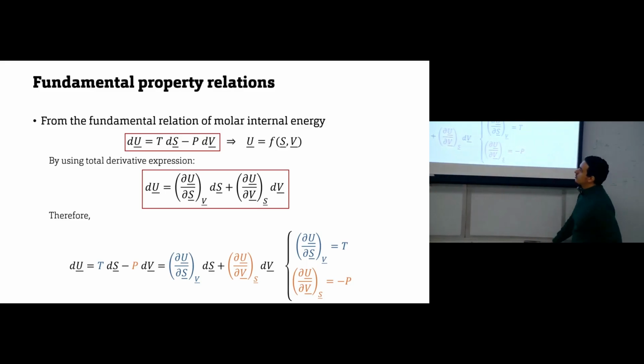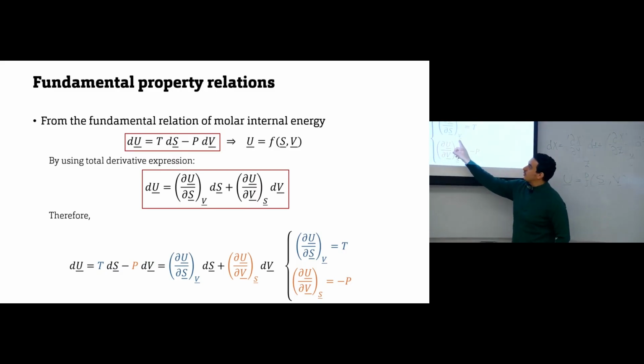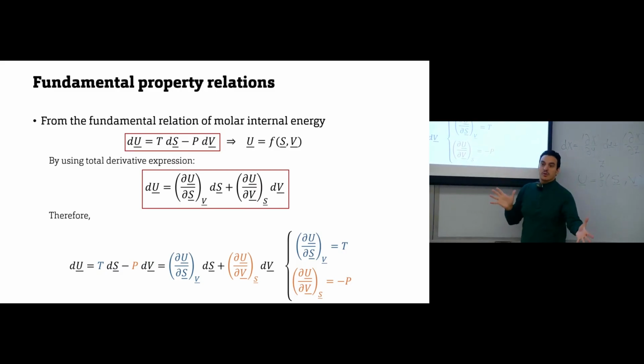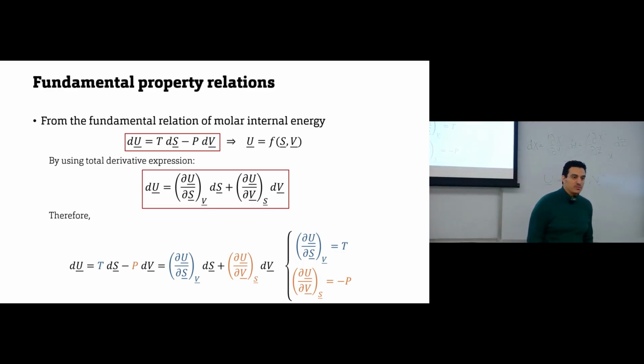If you compare these two equations, then you can conclude that du by dS at constant V, all of this partial derivative, is equivalent to what? Temperature. And du by dV at constant S, all of this is equivalent to minus P. And this is what we need to do in the mathematical derivation.